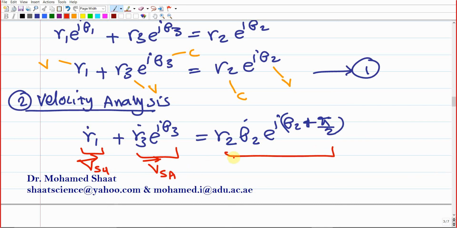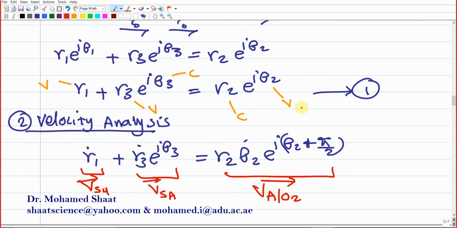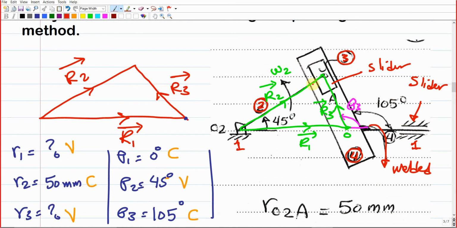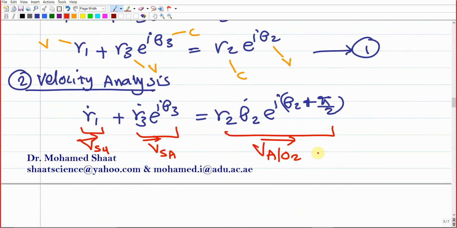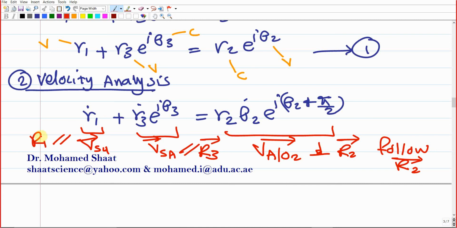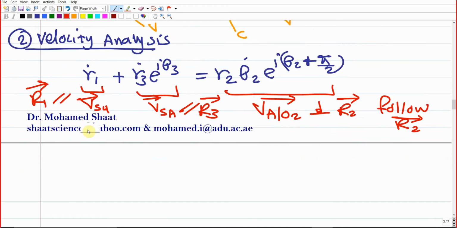And we do have one linear velocity due to rotation. This is R omega that is perpendicular to R2. This is the VA relative to O2 vector, which is that belong to the R2. R2 gives rotation, so it is the rotation of point C or point A with respect to O2. So this is the VA relative to O2 vector that it should be perpendicular to the R2 vector. Follow the direction of R2 vector. But this one is parallel to R3 vector. This one is parallel to R1 vector. Make sense?